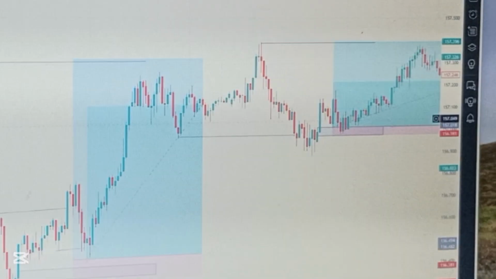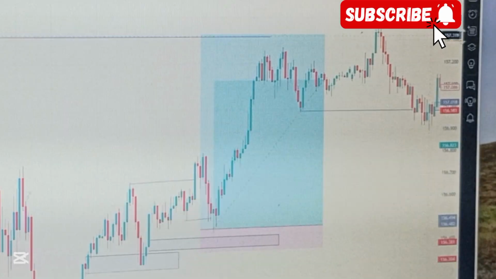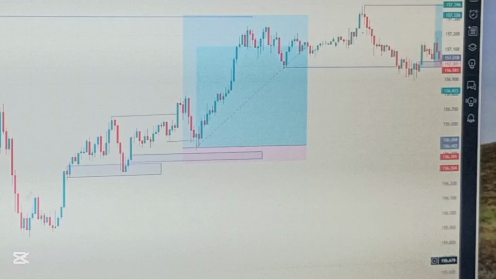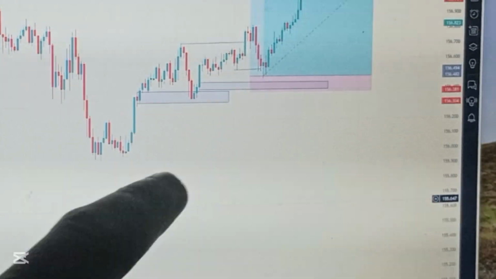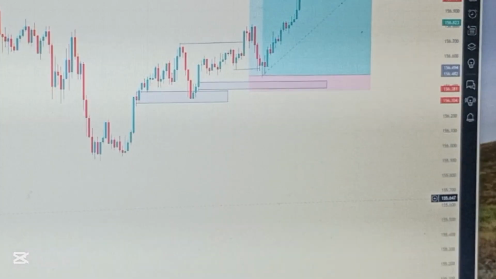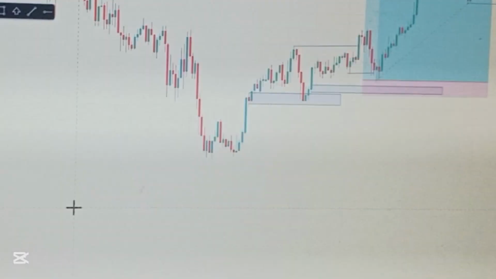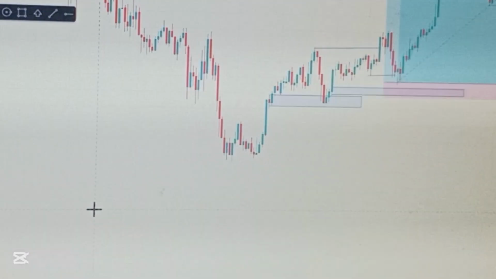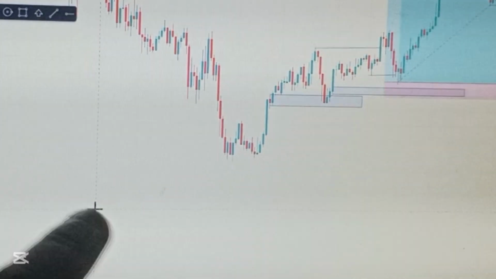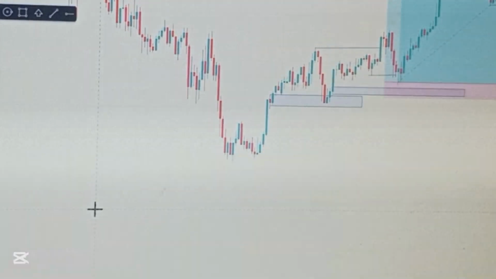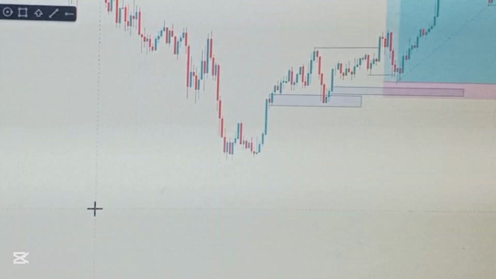So I saw this. Basically we were on an uptrend, right? So I was expecting the market to come to this zone. You can see there is a demand zone here and an order block right here. So what do I do? When I saw that, I was waiting for the market to come to this order block.